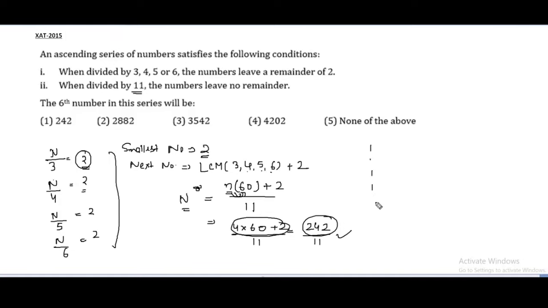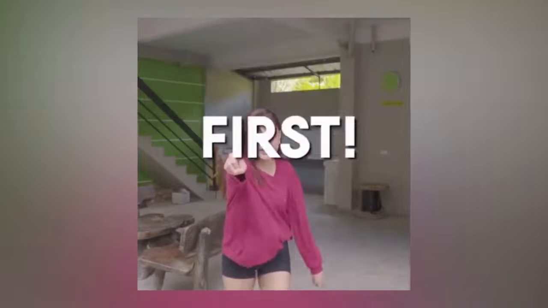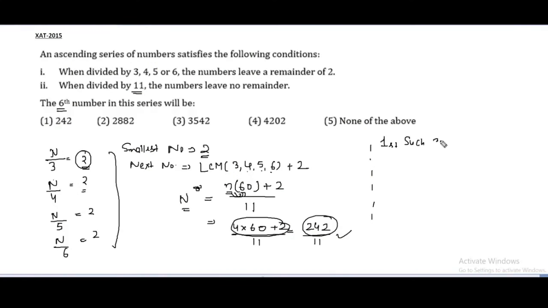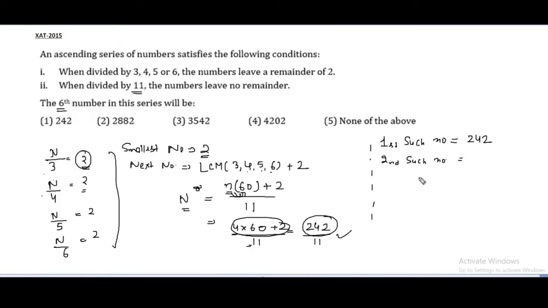And once you get the smallest number, we need to find the sixth such number. That is the smallest number, the first such number. It's 242. Can you tell me the second such number? The second such number you will get after adding the LCM of all the numbers 3, 4, 5, 6 and 11.